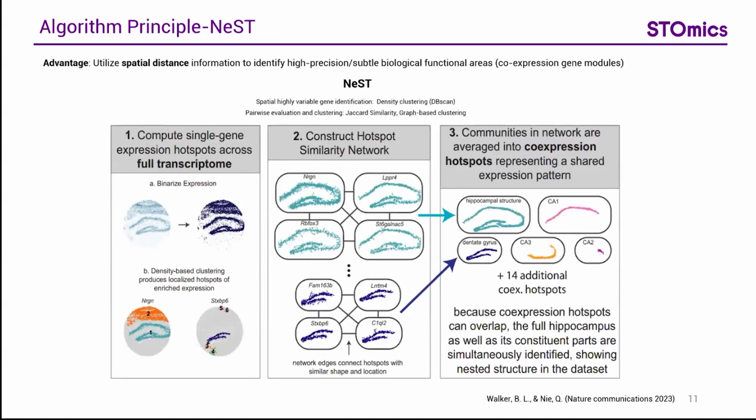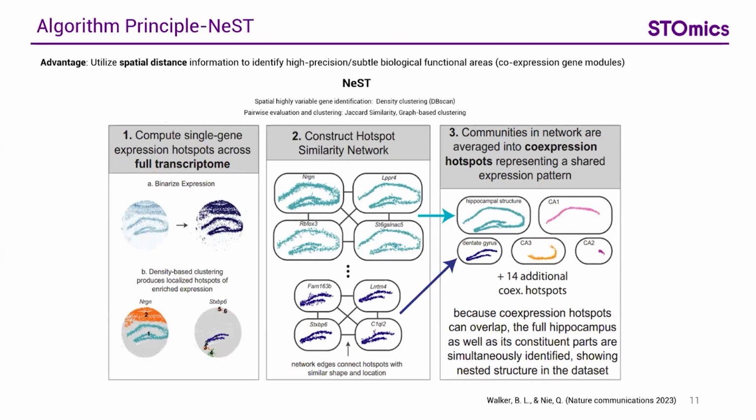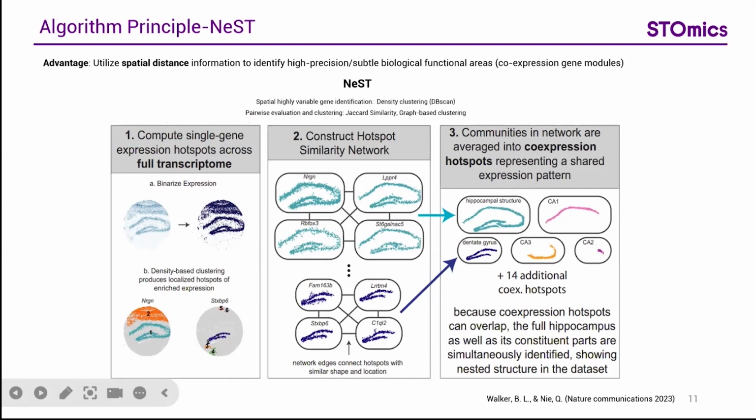These 3 algorithms have their own advantages and disadvantages. First, the NEST algorithm primarily uses density-based clustering like DBSCAN to identify the spatial patterns of each gene, thereby further identifying spatially variable genes. Then, after comparing the similarity between genes, it uses graph-based clustering to find co-expression modules.